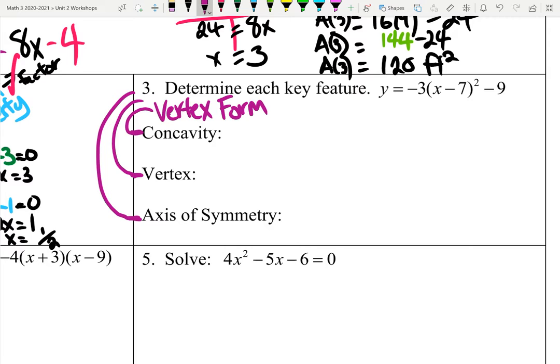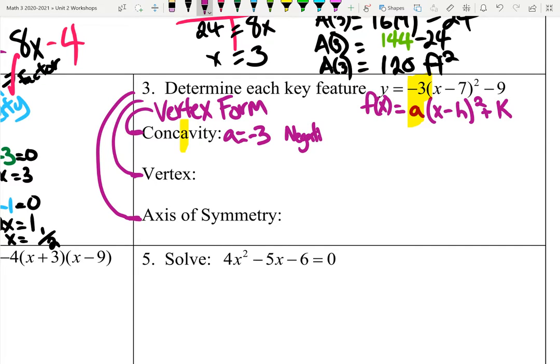So, concavity, I always know concavity has an A. What is the A value? A is equal to -3. Okay, now this is the connection. Since it's negative, it is going to be concave down.